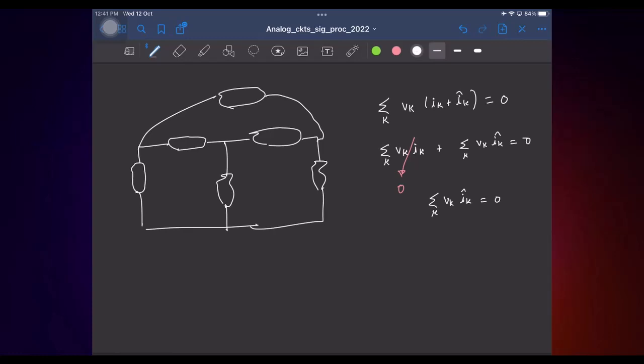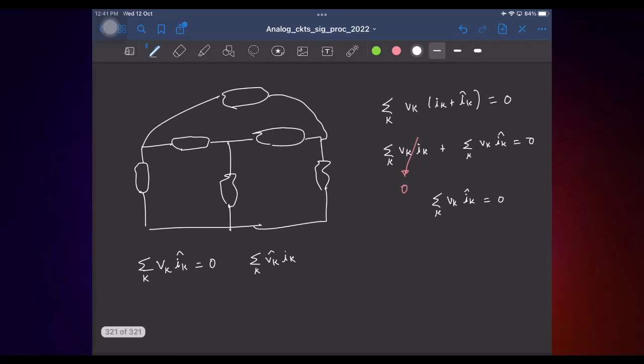Okay. So, an extension of Tellegen's theorem is that we have the sum of Vk Ik hat to be 0. So what can you say about now Vk hat Ik? That will not be again 0, right?